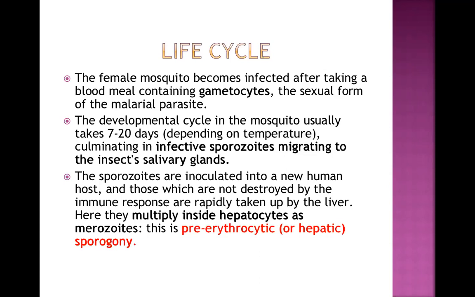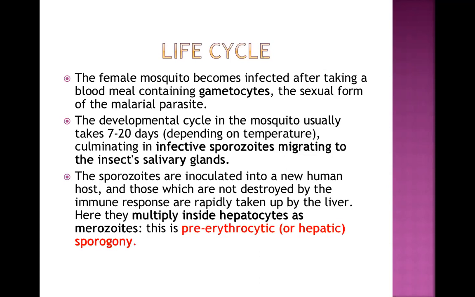Definitive host means where the sexual life cycle occurs, and intermediate host means the sexual life cycle doesn't occur, meaning other parts of the life cycle occur. So it is definitely the human being which is the definitive host in case of malaria. Let's talk about the life cycle.